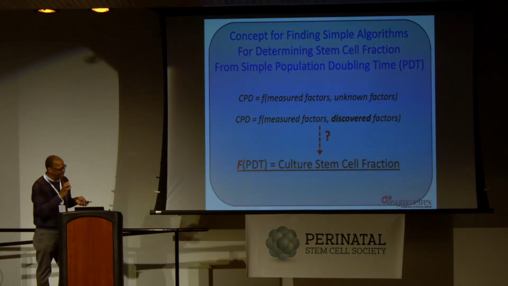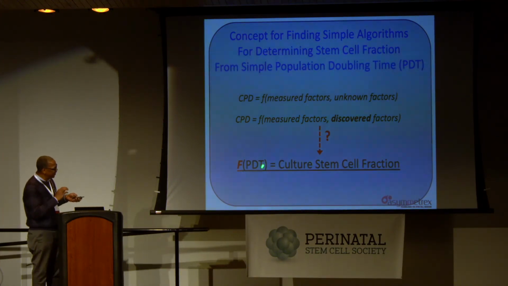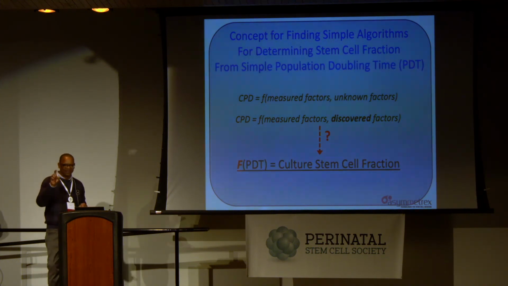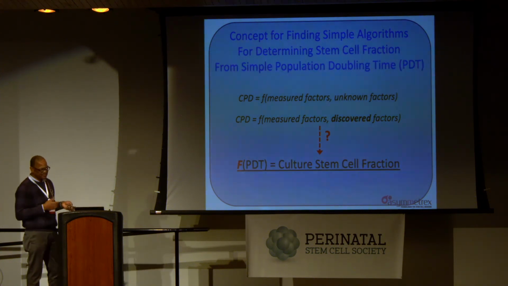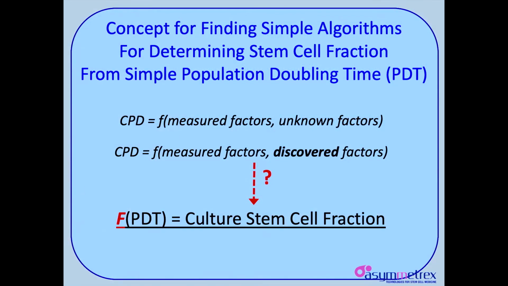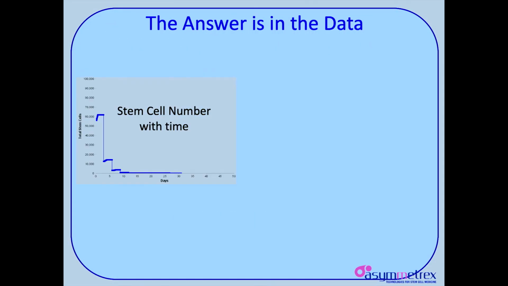But it occurs to us that there should be some function of a simple 3-day or 2-day population doubling study. Just grow cells for 2 days, determine how much they doubled. That tells you the stem cell fraction. And what I want to tell you now is that we have found such algorithms. And the answer was in the data.